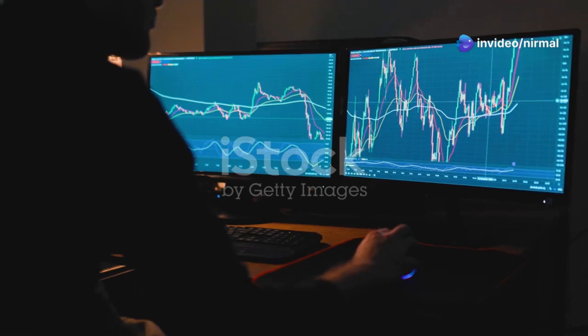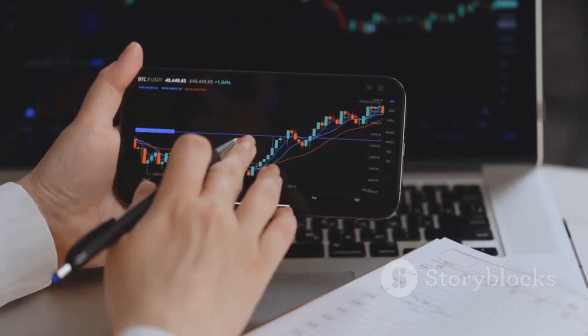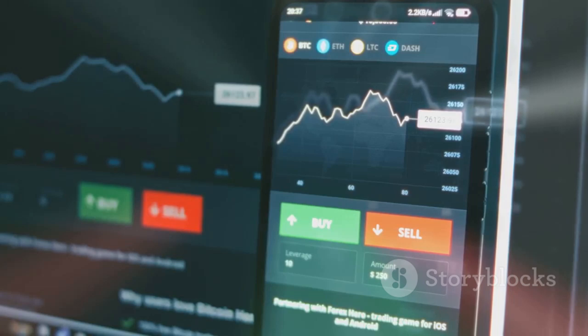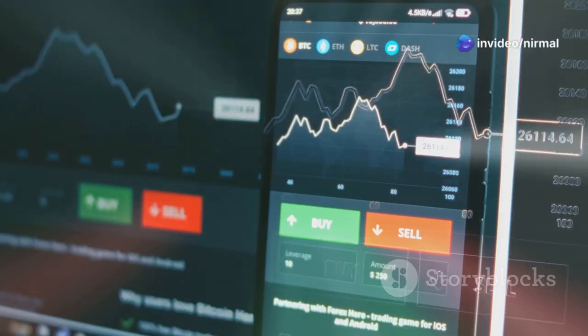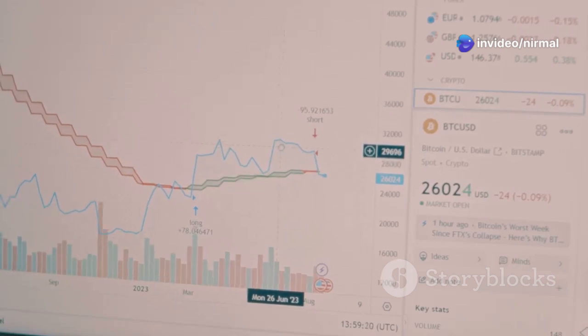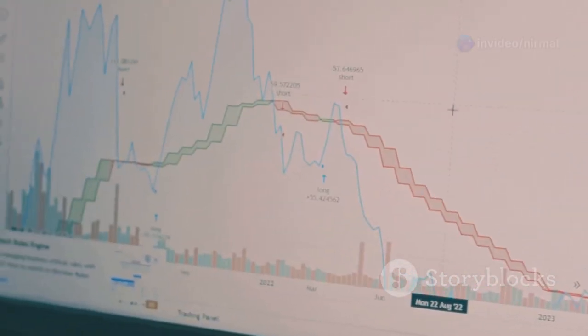Traders use support and resistance levels for various purposes. These levels help identify potential buy and sell zones. When the price approaches support, it's a signal to consider buying, hoping for a bounce. Conversely, when the price reaches resistance, it's a signal to consider selling, expecting a drop.